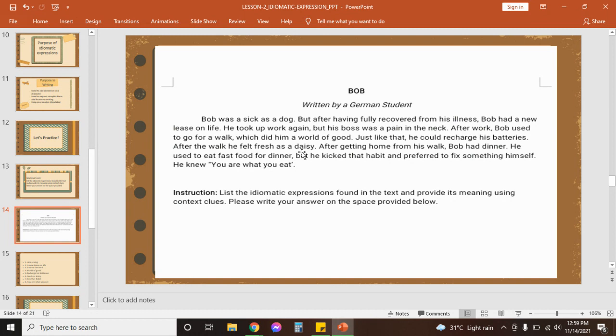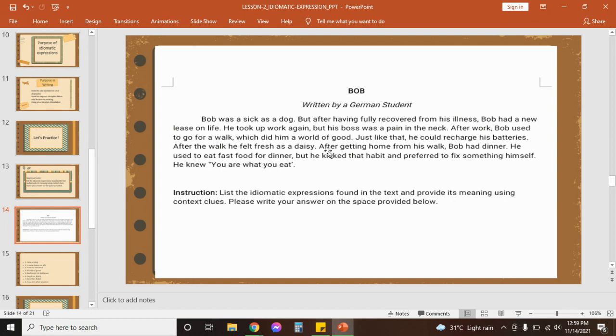I think he means he gained his batteries, then he felt na kinang, murag busog na siya. Yes, very good. Fresh as a daisy means he is healthy and full of energy. That's correct. Okay, let's proceed to the next sentence.